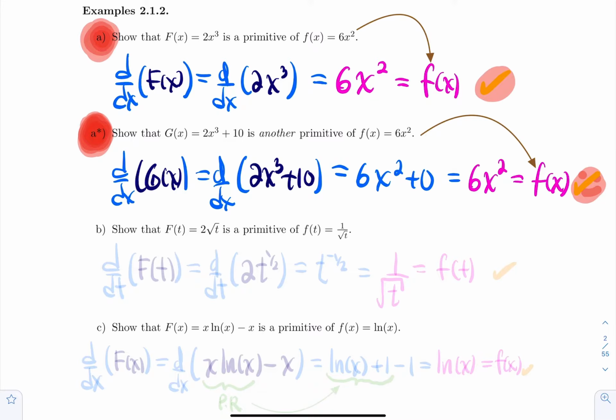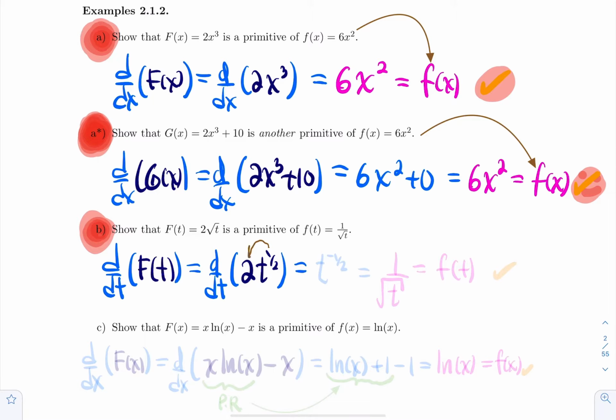Again, no big surprises. The goal is to compute the derivative of big f of t. When you have a root function, it's good to write the corresponding power. So here we want to compute the derivative of 2t to the power 1/2. Again, we're using the power rule. The 1/2 falls up front, multiplies the 2, becomes a 1. The new power is the former power minus 1. 1/2 minus 1 is minus 1/2, so you get t to the power minus 1/2, which of course simplifies to 1 over t to the 1/2, which is the same thing as 1 over square root of t, which is the same thing as small f of t.